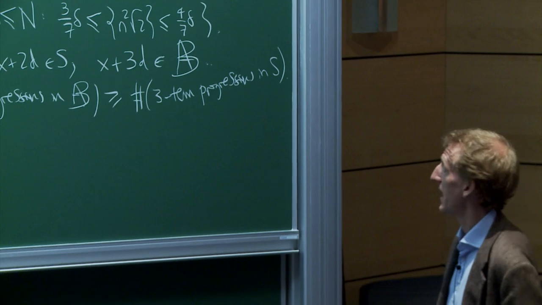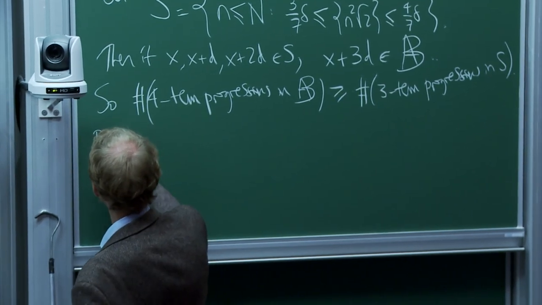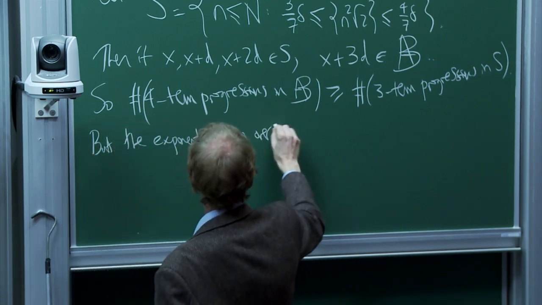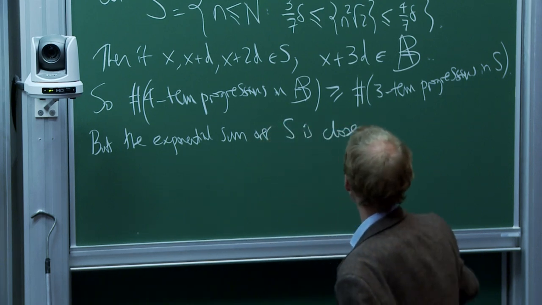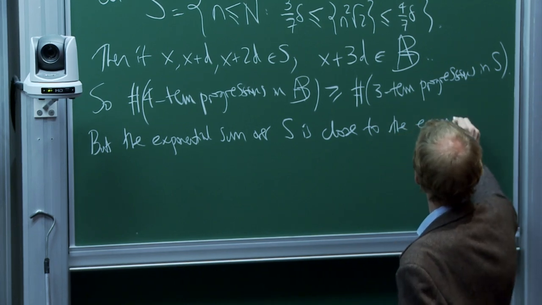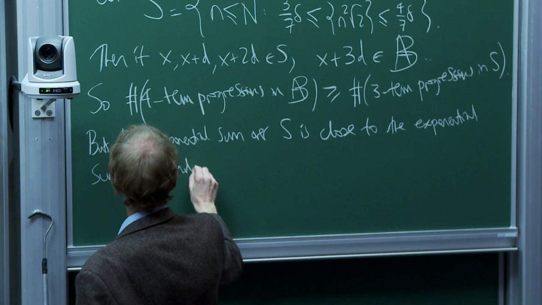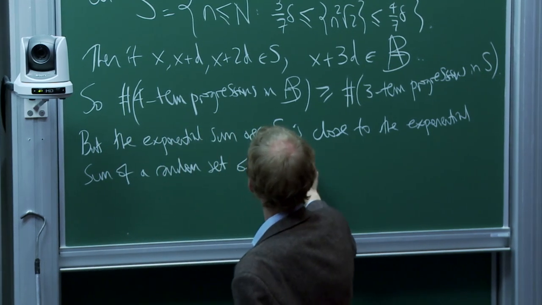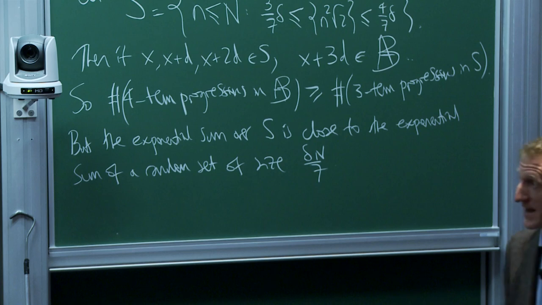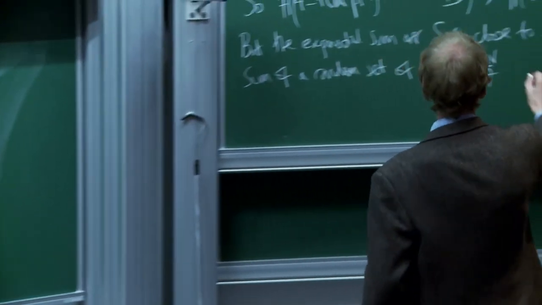Well, it turns out that S has the same exponential sums as a random set. So the exponential sum over S is close to the exponential sum of a random set of the same size, a random set of size delta n over 7, in fact. And to prove that, you'd need to do the same argument again. You'd need to use Weyl's inequality, smooth approximation, and so on. So as in part two.